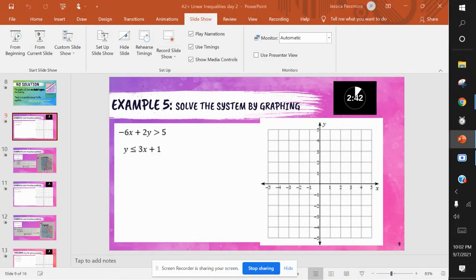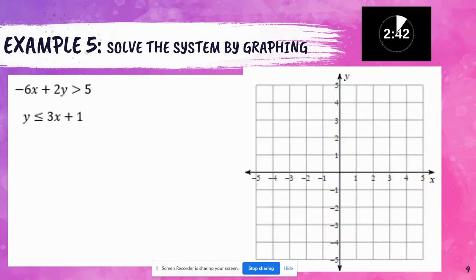Okay, let's continue solving systems of linear equations. Here's a system: negative 6x plus 2y is greater than 5, and y is less than or equal to 3x plus 1. I notice right away that I can graph the second equation because it's already in our favorite form. We know that y is less than or equal to 3x plus 1 is going to be a solid line because of the inequality.